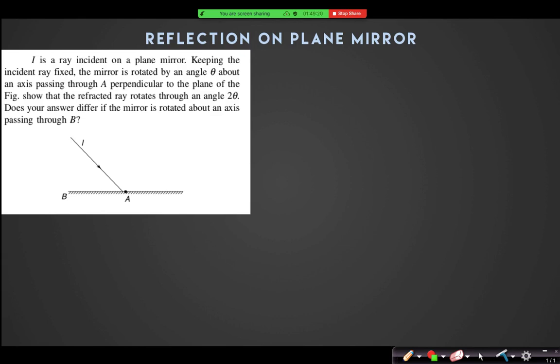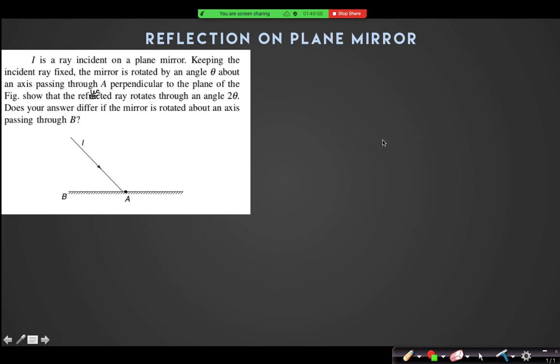A ray I is incident on a plane mirror, keeping the incident ray fixed. If the mirror is rotated by angle theta about an axis passing through O perpendicular to the plane, so that the refracted ray, it's not refracted ray, it will be reflected ray, right? The reflected ray rotates through 2 theta. Now, does your answer differ if the mirror is rotated about an axis passing through point B?